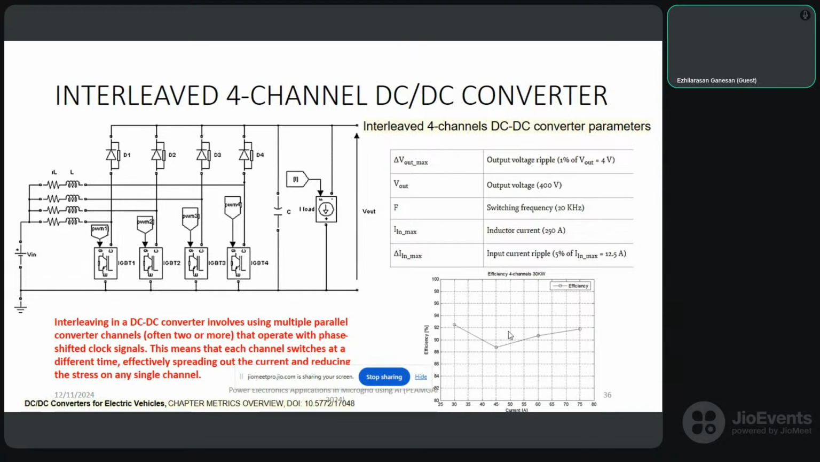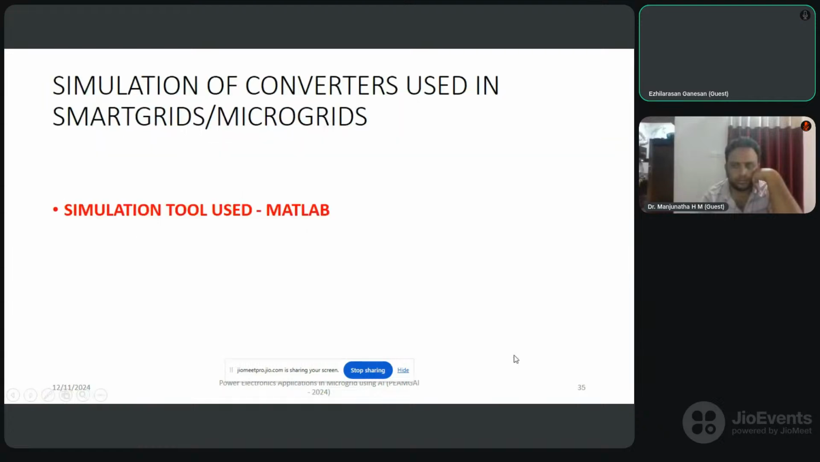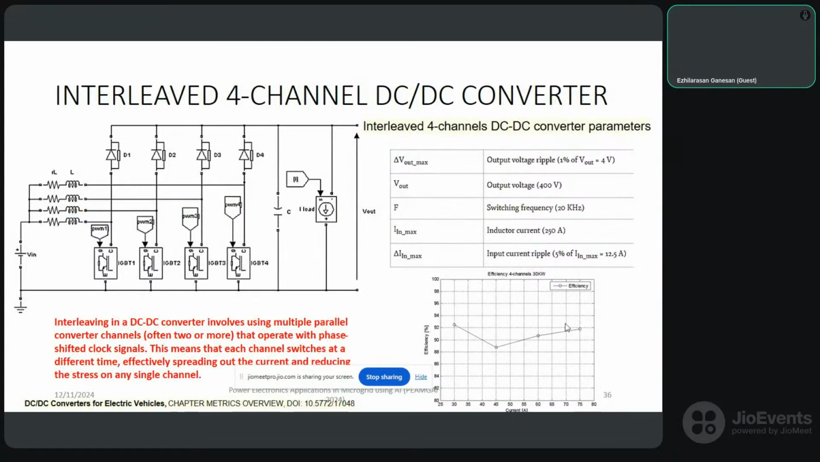Then you can see that the efficiency improves. Instead of going down, which happened in the previous case, the efficiency improves because of the interleaving action, right? So that is the advantage of using an interleaved DC-DC converter. As the number of parallel converter channels add up, this efficiency will slightly improve.